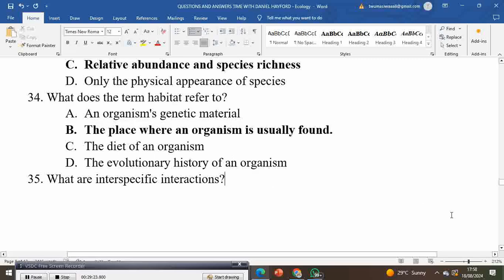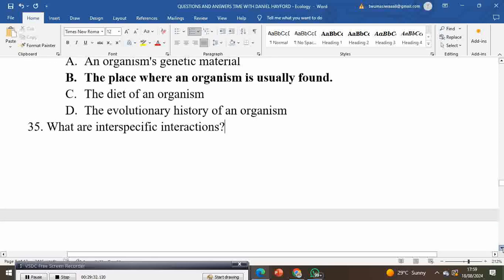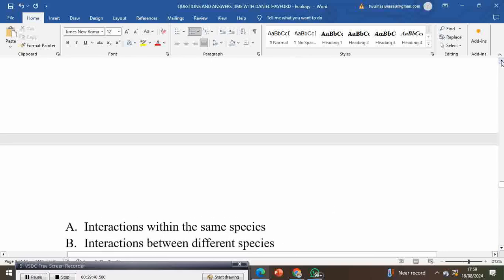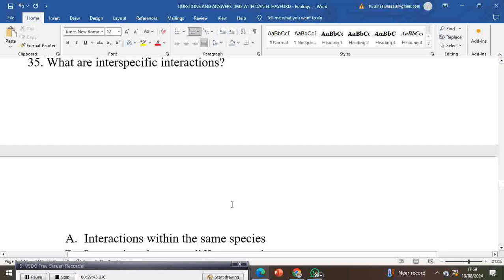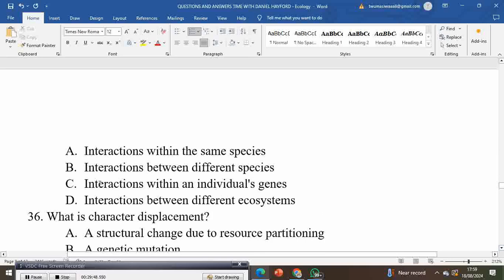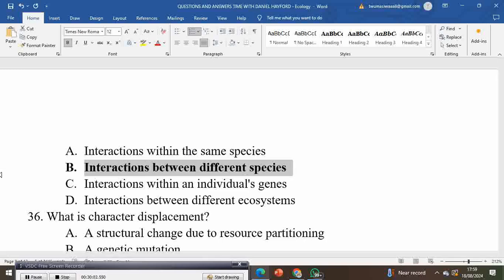Now, the next one is what are interspecific interactions? The options: interactions within the same species, which is the first one. The second one is interactions between different species. C, interactions within an individual's genes, and then D, interactions between different ecosystems. So our best option should be B, interactions between different species. That's our question number 35.